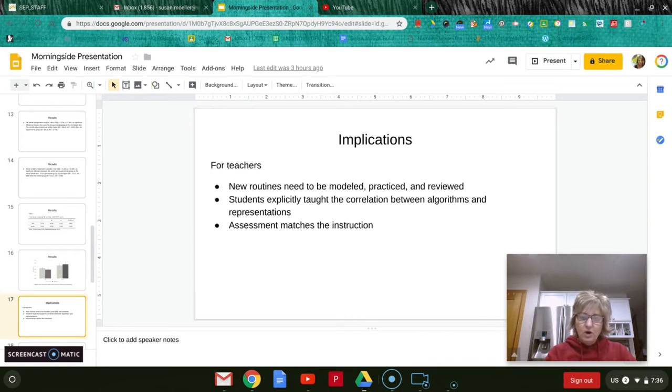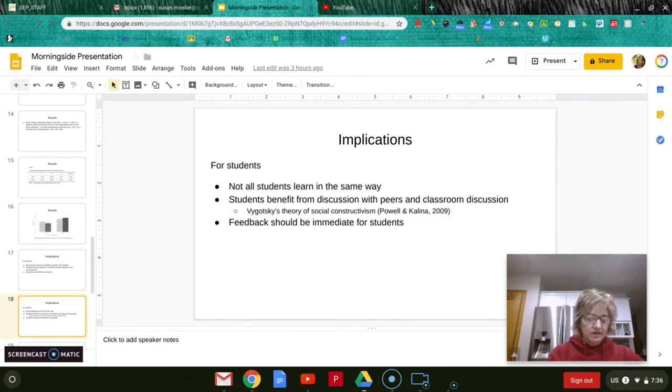Whenever a study is performed, one must consider the implications of the outcomes. In this study, teachers should be reminded that new routines, such as the subitizing routine, need to be modeled, practiced, and reviewed. More time may be needed to accurately determine the results of a new routine. Secondly, students may need to be explicitly taught the correlation between representations and algorithms. Finally, AMath assessed more skills than just basic facts and number sense. There may have been a more direct correlation if the test assessed only those two factors.